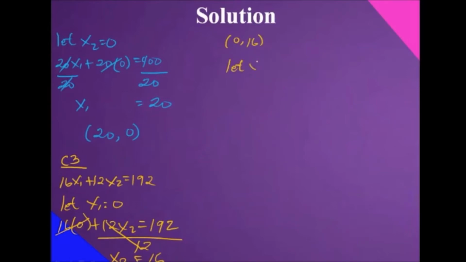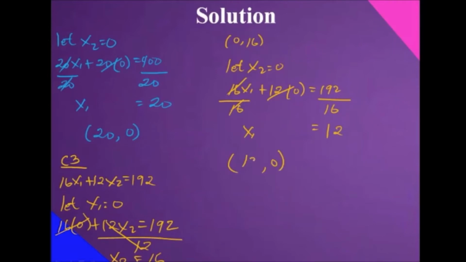Now let x sub 2 equal 0 naman. Copy the equation. Palitan lang ang x sub 2 ng 0. And equals 192. This will be cancelled. Divide natin ng 16. X sub 1, 192 divided by 16. So that will give us an answer of 12. Ibig pong sabihin, if our x sub 2 is 0, our x sub 1 will be 12.